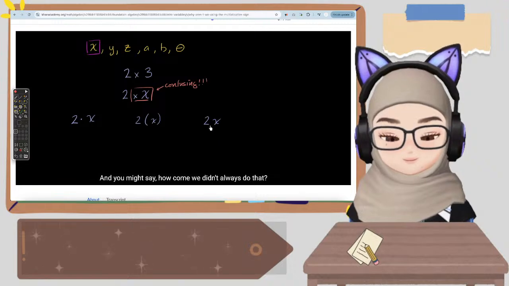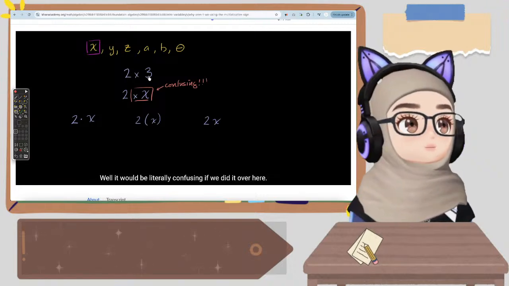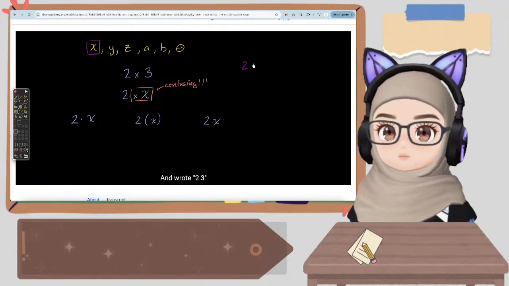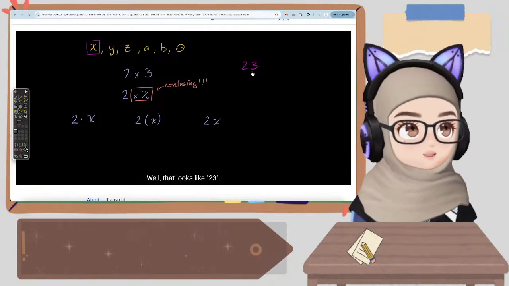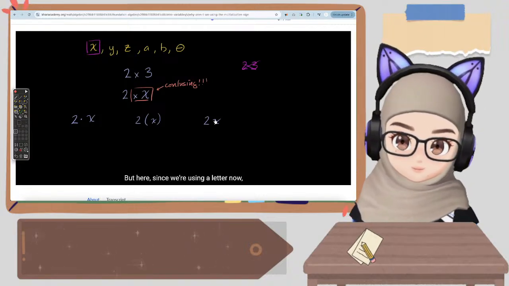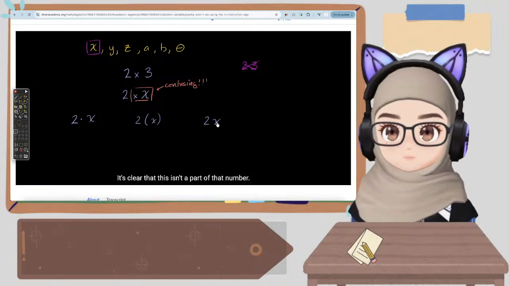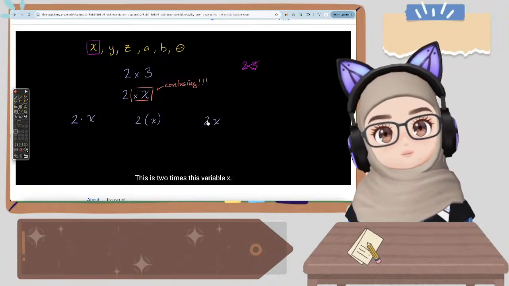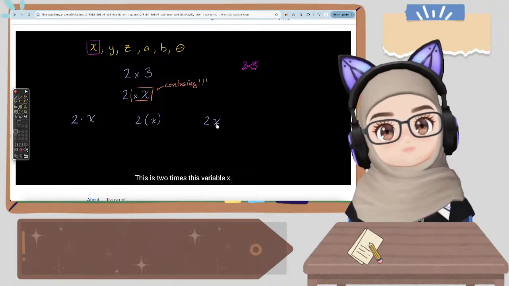And you might say, well, how come we didn't always do that? Well, it would be literally confusing if we did it over here. If we just wrote, instead of writing 2 times 3, we just wrote 2, 3. Well, that looks like 23. This doesn't look like 2 times 3, and that's why we never did it. But here, since we're using a letter now, it's clear that this isn't part of that number. This isn't 20-something. This is 2 times this variable x.